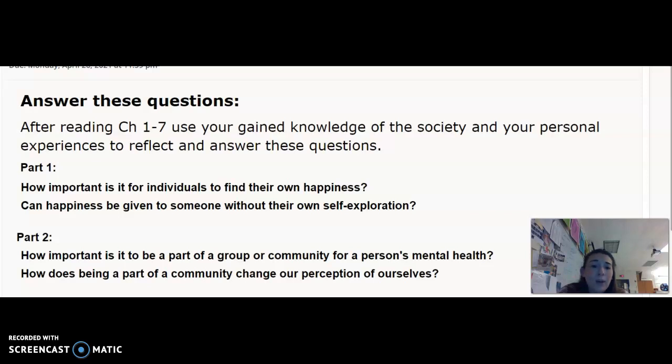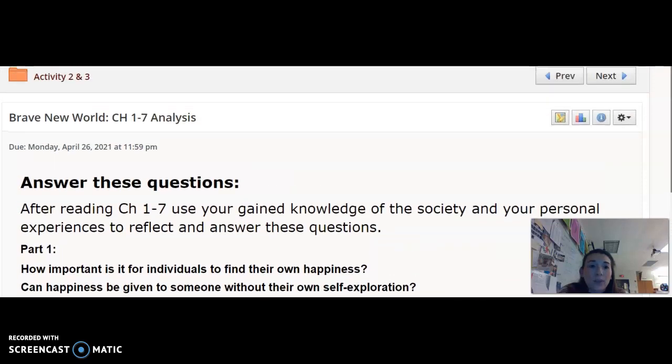Part 2, how important is it to be a part of a group or community for a person's mental health, and how does being a part of a community change our perception of ourselves? So in the novel, they really focus on the idea of community identity. Community stability is their motto. And so we are talking about how important community is for mental health and how that changes our perception of who we are. Remember to use gathered information from the novel itself, so there should be direct references to the story.